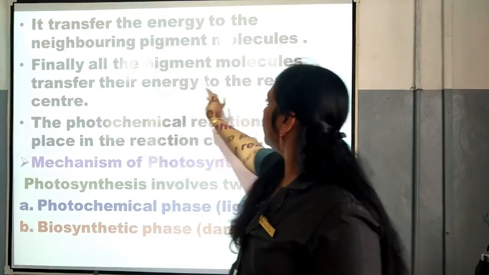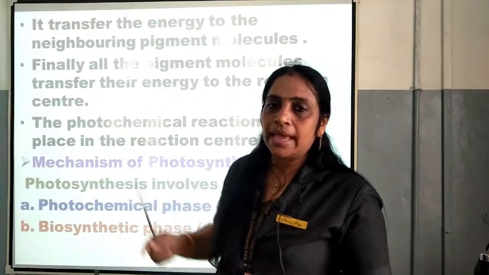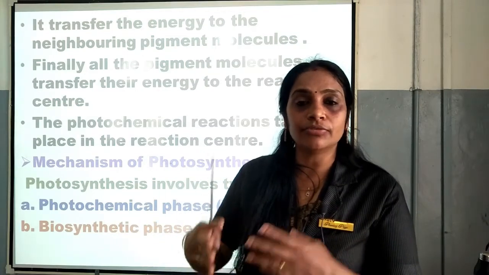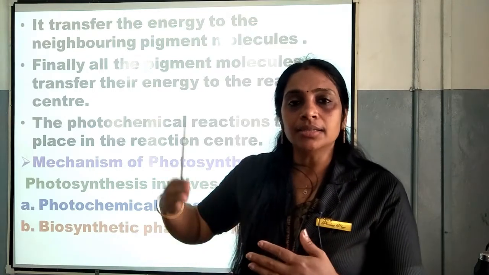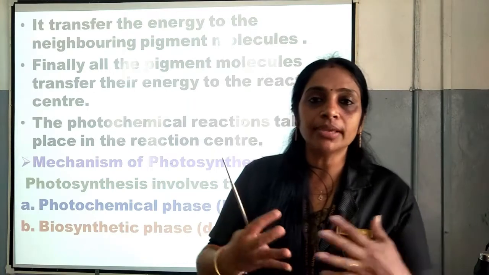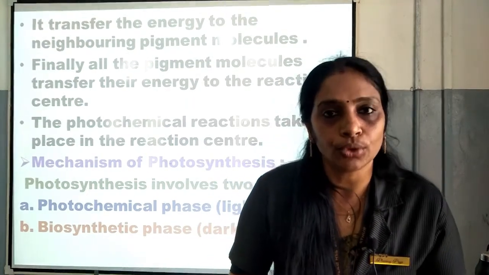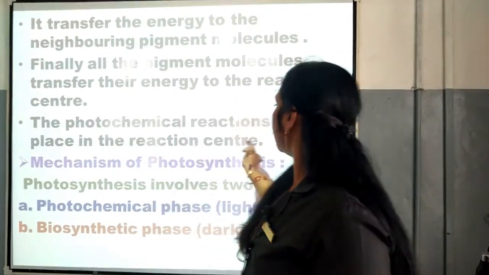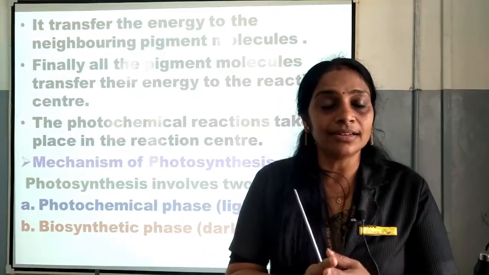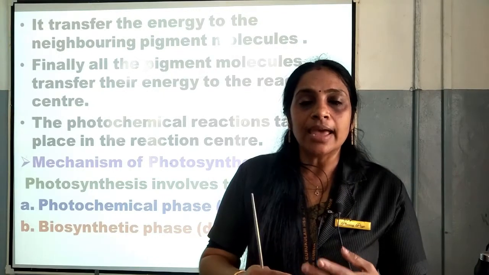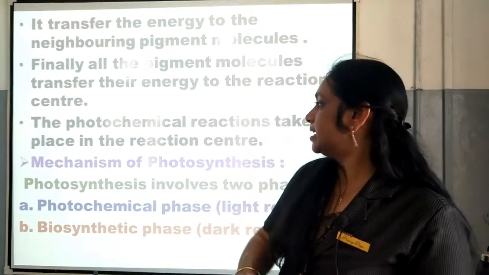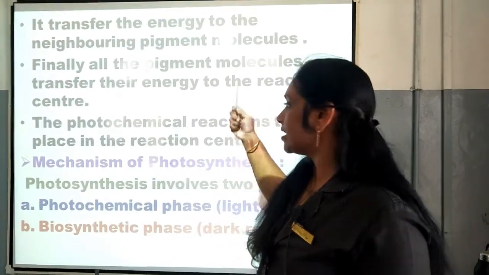Finally, all the pigment molecules transfer their energy to the reaction center. In that manner, the light energy is transported from one molecule to another in the antennae, and finally to the reaction center, to the chlorophyll A, which traps it and uses this light energy for photosynthesis. Now, the photochemical reactions take place in the reaction center. When the light energy from the nearest molecule is transferred to the reaction center where chlorophyll A is present, a photochemical reaction takes place.